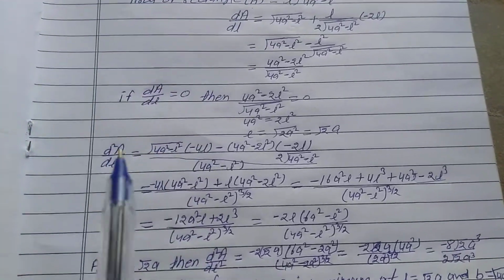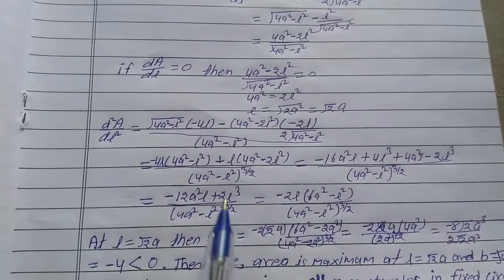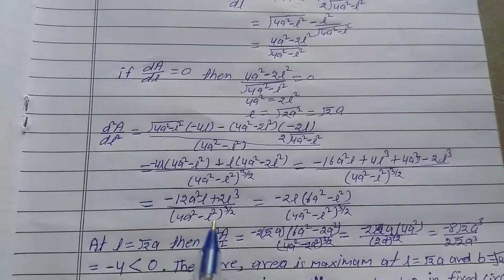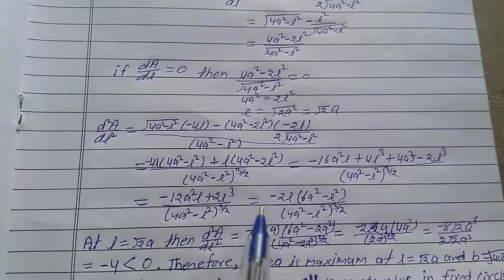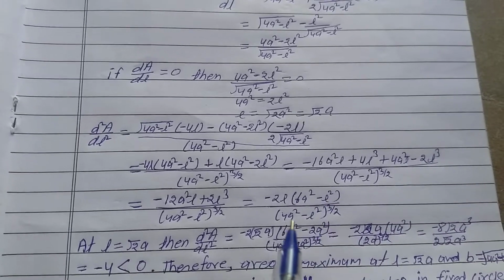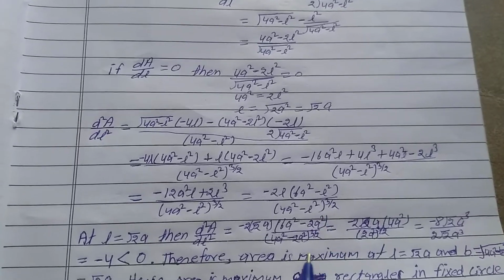So here remaining is equal to minus 12A square L plus 2L cube upon (4A square minus L square) power of 3 by 2. So here minus 2L is taken common, so it is equal to minus 2L bracket of 6A square minus L square upon (4A square minus L square) power of 3 by 2.